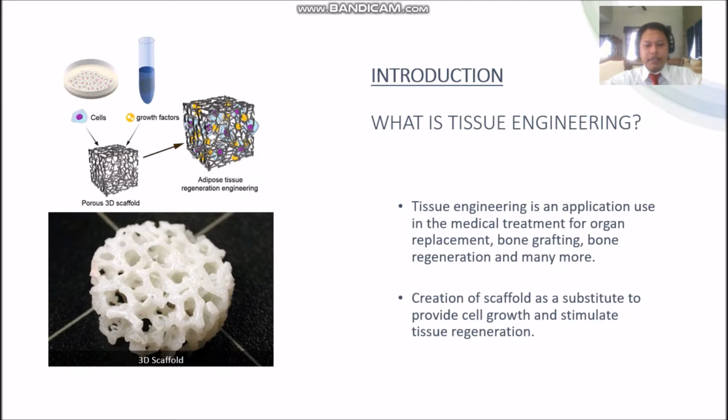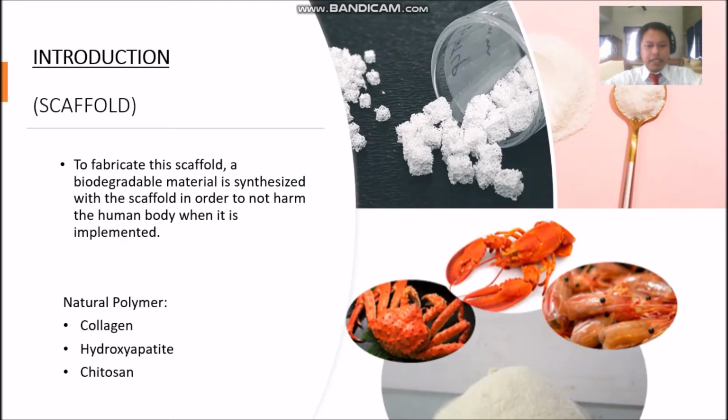stimulate tissue regeneration. Now, to fabricate this scaffold, a biodegradable material is synthesized with the scaffold in order to not harm the human body when it is implemented. Natural polymers such as collagen, hydroxyapatite, and chitosan are biodegradable material that can be used to fabricate this scaffold. Hydroxyapatite particularly is a calcium phosphide mineral phase that naturally exists in bones. It is frequently used in a variety of medical applications due to its biocompatibility and bioactivity for bone regeneration.